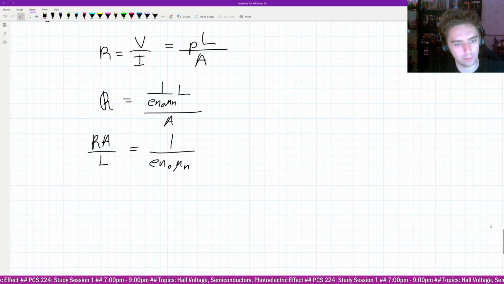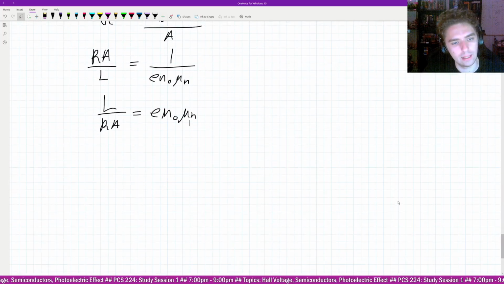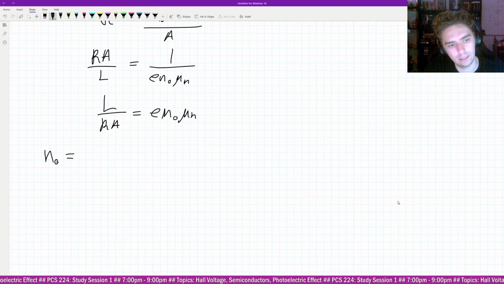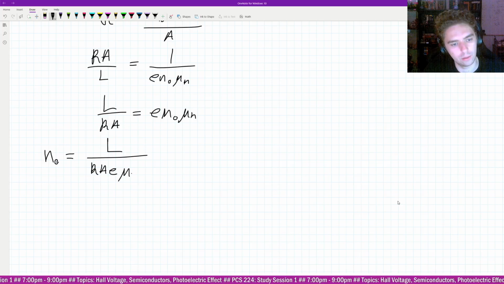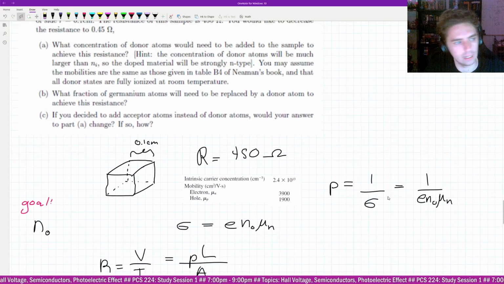Okay, that's what I'm solving for, right? That thing there. So I'll flip both fractions. So L over RA equals E n naught mu n. And then so we know now that the thing we're solving for, concentration of electrons, is going to be L over R A E mu n. Great. Okay, L is, do they want it in centimeters?